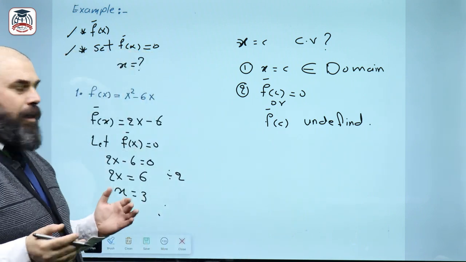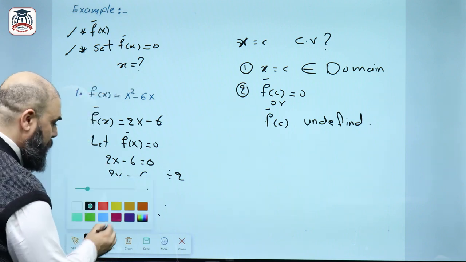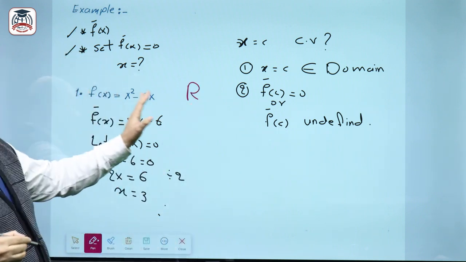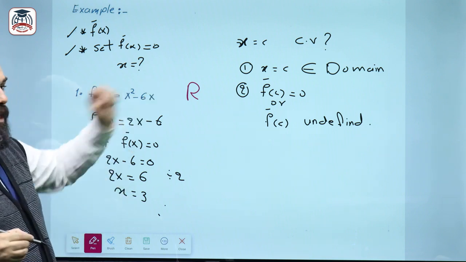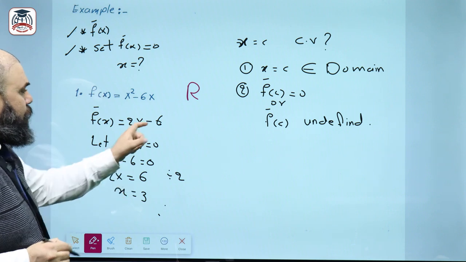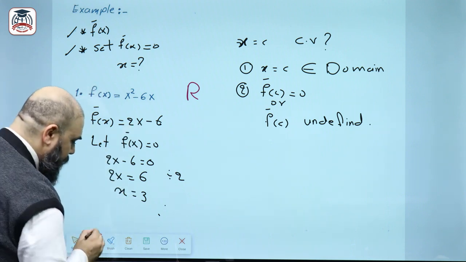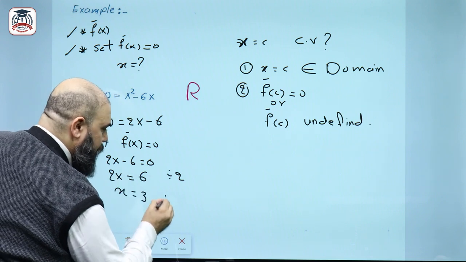Is x equal to 3 a critical value? Yes. Why? Because 3 belongs to the domain of the function. The domain of this function is all real numbers, because this function is a polynomial function, then 3 belongs to the domain. And f prime of 3 is 0. Then x equal to 3 is a critical value.